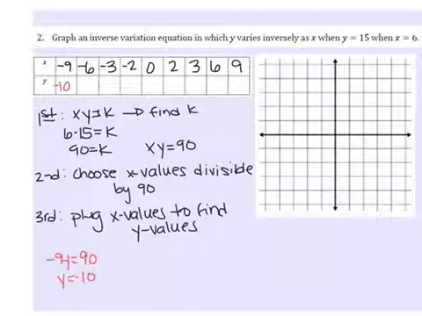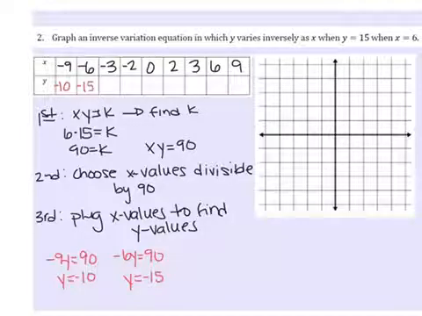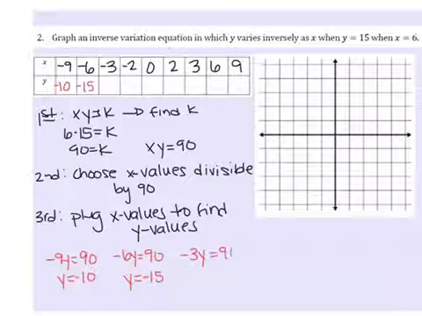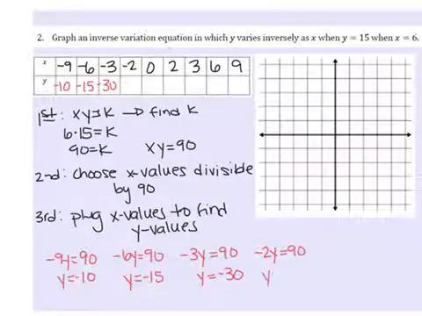Do the same thing. Negative 6y equals 90. Divide by negative 6. Y is going to give me negative 15. So I know that's negative 15. Plug in a negative 3. Negative 3y is going to equal 90. So y is going to equal negative 30. Negative 30. Plug in negative 2. So negative 2 times y is going to be 90, so y is going to be negative 45. So I get negative 45.